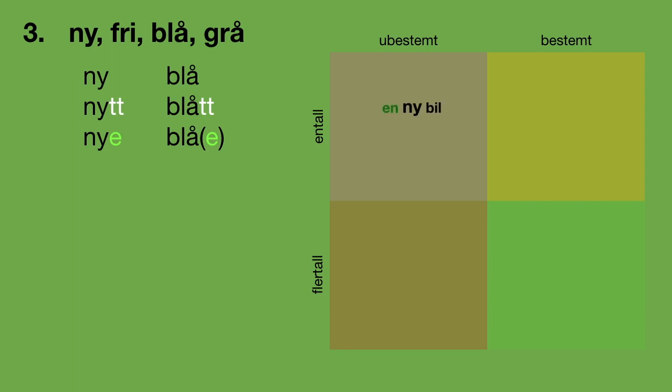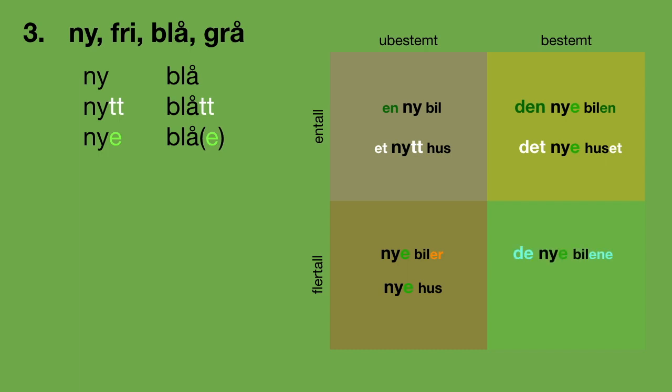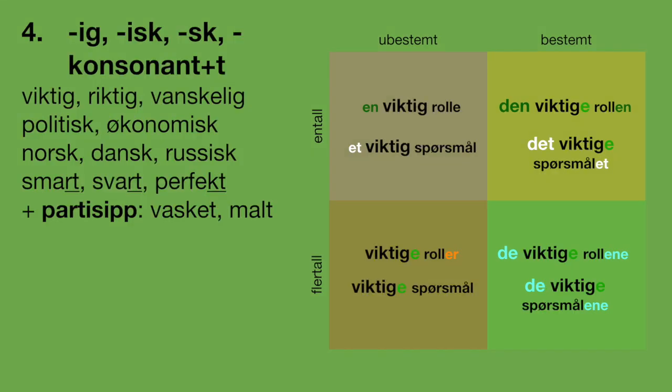So for example, en ny bil, et nytt hus. Den nye bilen, det nye huset. Nye biler, nye hus. De nye bilene, de nye husene. So this is how the third group works. And here comes the fourth group.